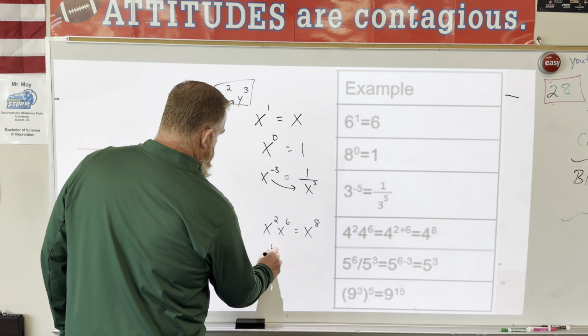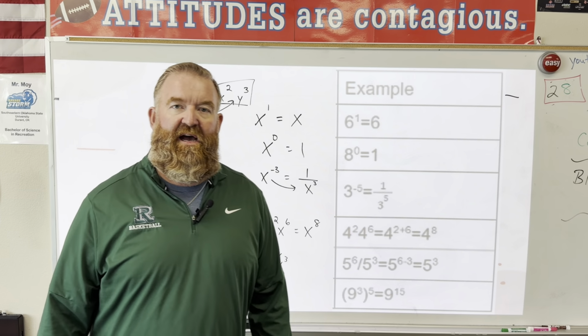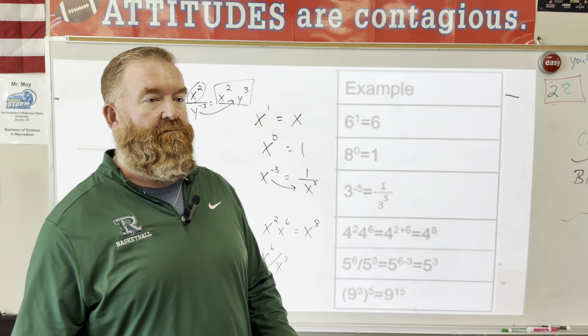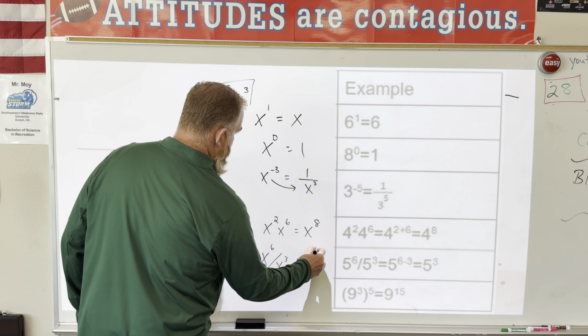X to the 6th divided by x to the 3rd. If you multiply, you add, what do you think you do when you divide? Subtract them. That one would be x to the 3rd power, 6 minus 3.